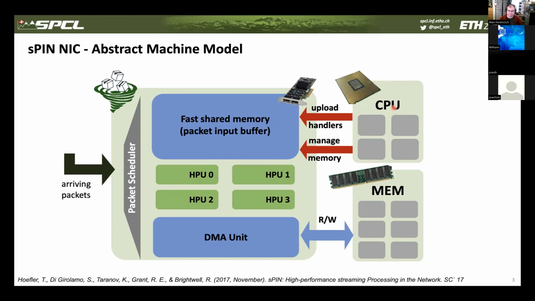And then it also manages the memory, like how do we allocate this input buffer? How do we allocate the scratchpad memory that the packet processors use? And then here I have a little animation showing that we have packets arriving from the outside network. They go over the packet scheduler, and then arrive in the fast shared memory. The HPUs are then going to take these at the request of the scheduler. After processing them for a while, they're going to be sent over by the DMA unit to the host memory for further inspection by the CPU.